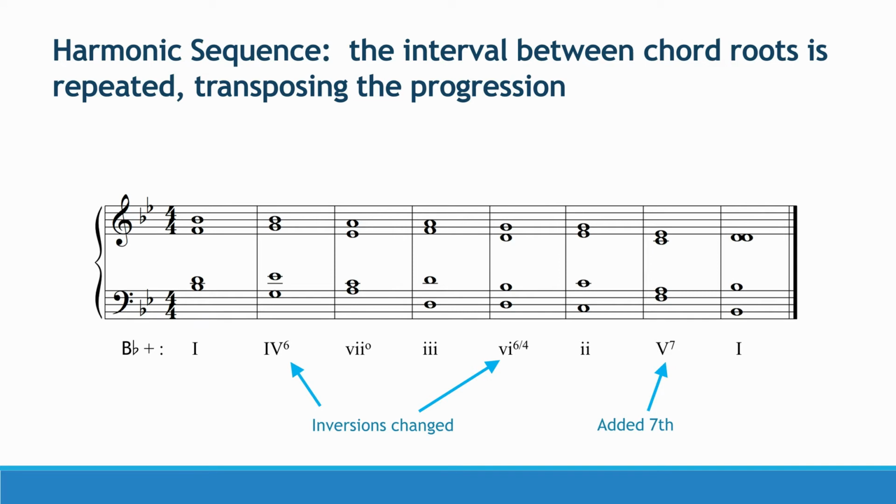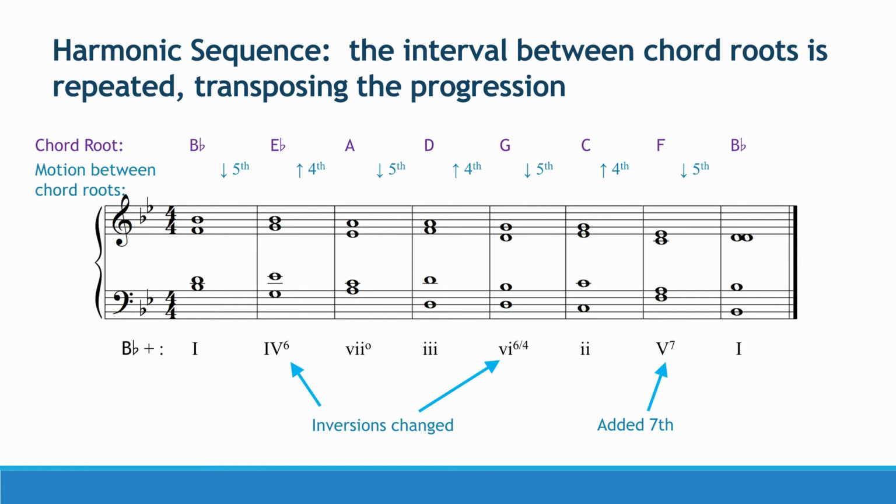And I want to take an aside here just to clarify a little bit about that. So on the slide, I've listed in purple the chord roots for each of the harmonies there. And then below that, I'm indicating the motion between those chord roots. These could be understood slightly differently depending what octave you're looking at, but just for the sake of argument here, we're going to say that B flat to E flat is down a fifth, and then E flat to A is up a fourth. Notice that I'm not indicating quality.